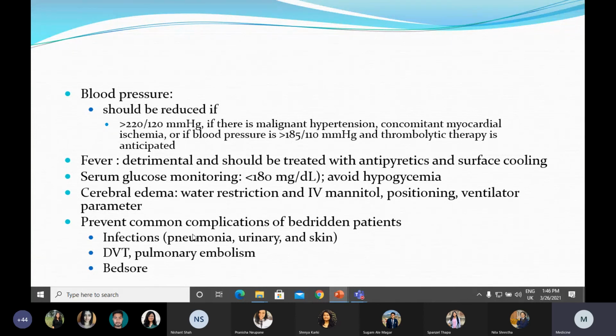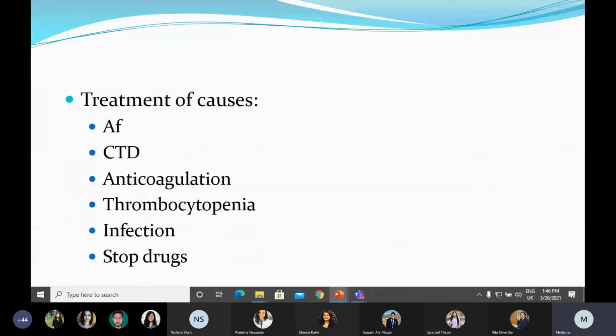We have to prevent the complications of a bedridden patient like infection, hypostatic pneumonia, urinary tract infection, skin problems, DVT, pulmonary embolism, even bed sores. For the DVT, you can give heparin, low dose heparin, if the patient does not have hemorrhagic stroke. But in hemorrhagic stroke, heparin may be contraindicated, so you may have to give physical measures like stockings to prevent DVT. And lastly, we look at the treatment of the causes.